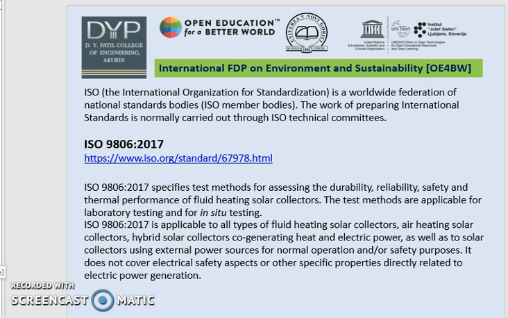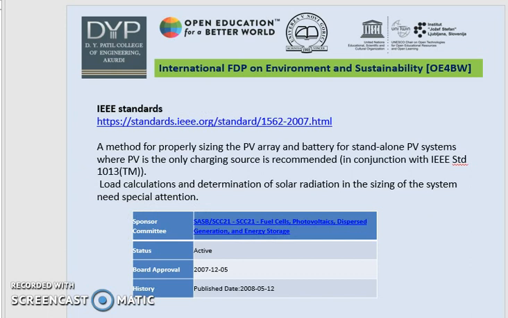This is also applicable to all types of fluid heating solar collectors using an external power supply for normal operation and for safety purposes. It does not cover electrical safety aspects or other specific properties directly related to the electric power generation.